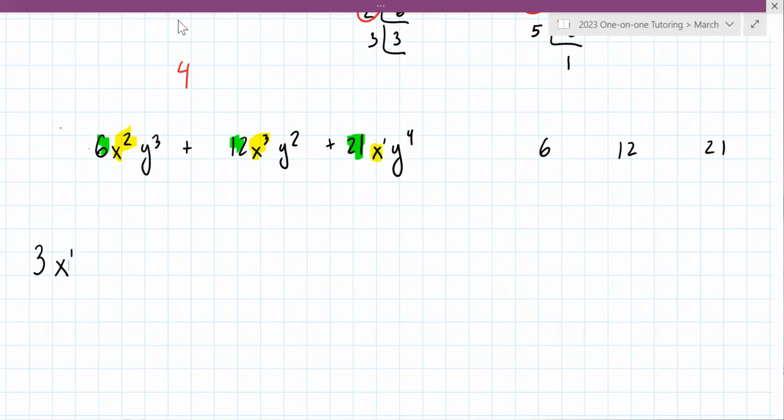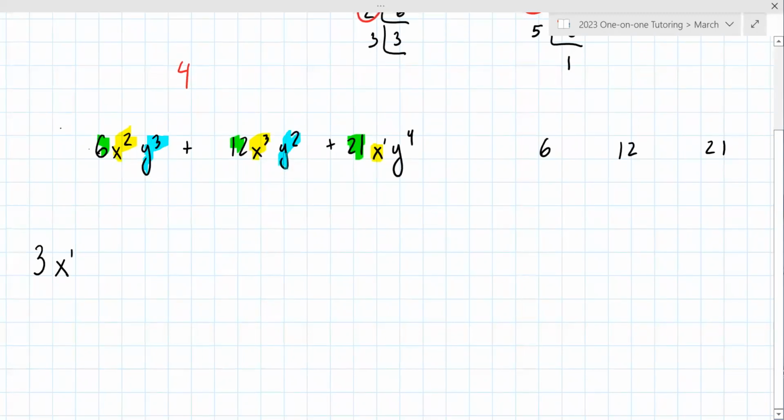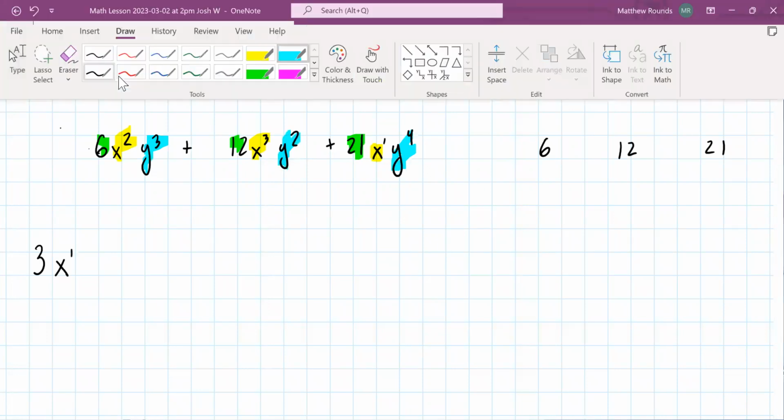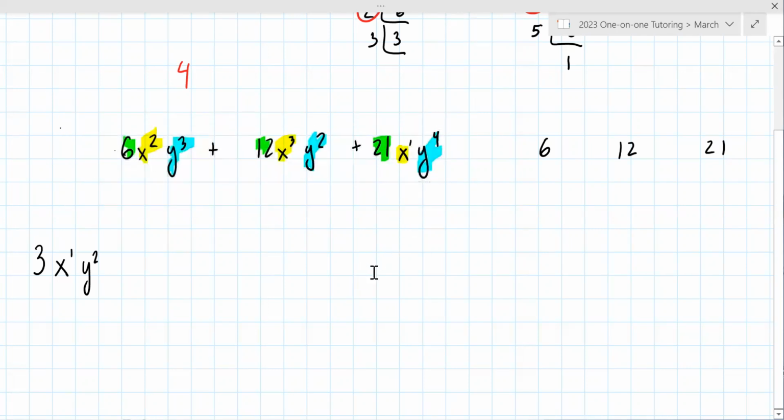And then now you look at the y's and do the same thing. You've got y cubed, y squared, y to the 4th. Which is the smallest exponent? Y squared. So this is what I've written on the left here is your GCF. Now my question to you is, do you have to factor it or is it just to find the GCF?